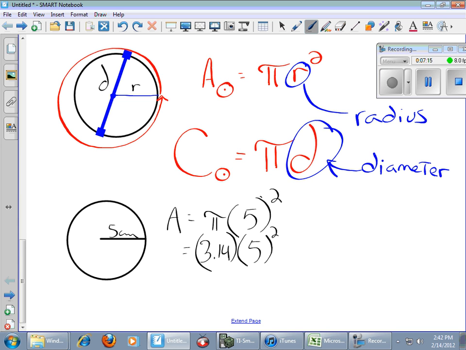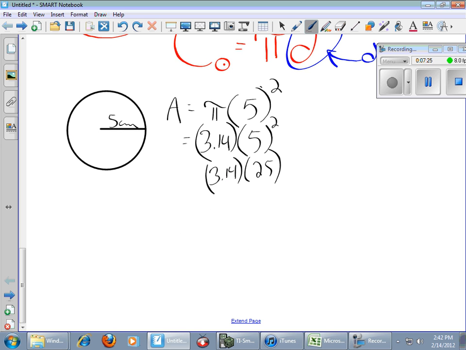Now, some of you are going to multiply here first, and that is incorrect. You need to follow the order of operations and square first. So you're going to get 3.14 times 25. And hold on one second. You will end up with an area of 78 and 5/10 centimeters squared. There is the area of that circle.